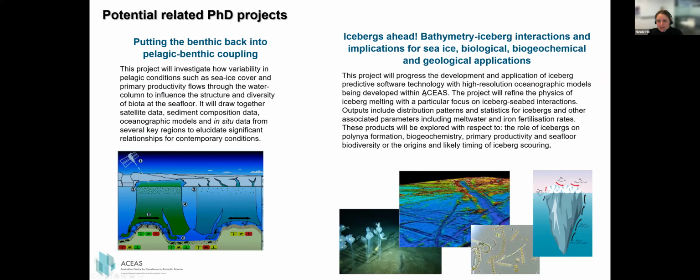And the other one is related to another gap that we have in our understanding of environmental factors: current and future distributions of icebergs. There's interest in that from a number of aspects. One, how it affects the benthic biota, but it's also important for understanding meltwater and iron fertilization rates, and also understanding past and present iceberg scouring and how that's affected the geology of the region.